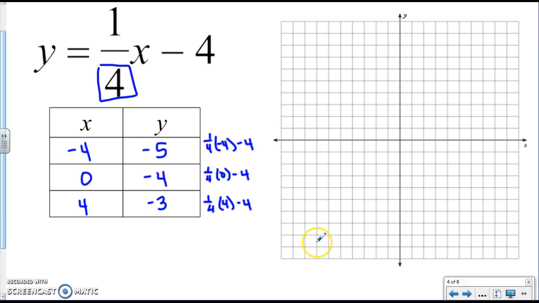Okay, so pause, check that, make sure you get those answers in your calculator. It's possible I made a mistake. And if you're okay with it, we're going to go ahead and plot that. So I'm going to do negative 4, negative 5. Okay, so my point there. I'm going to do 0, negative 4. I'm going to do 4, negative 3.